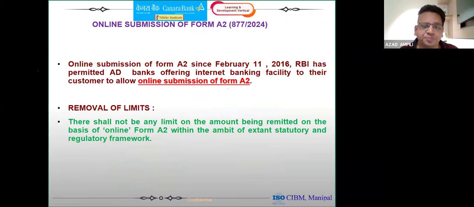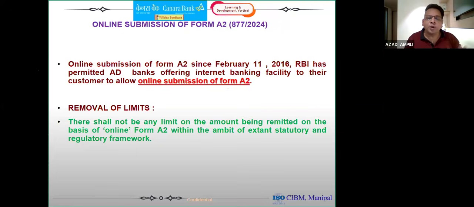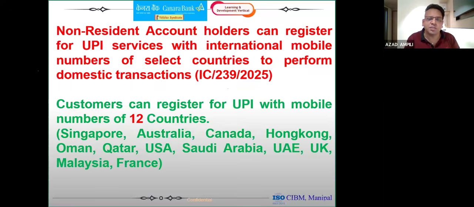877/2024 says that even though you are giving Form A2, there shall not be any limit on the amount being remitted on the basis of online Form A2, within the ambit of extant statute and regulatory framework. Earlier, if you gave physical A2, you could send the full amount, but with online, some restrictions were there. Now they removed the limits. Even though you are giving online submission, the same 250,000 you can send. That is one more change.